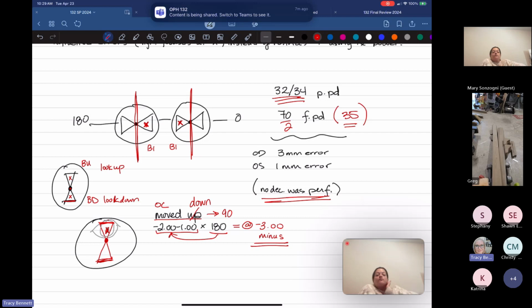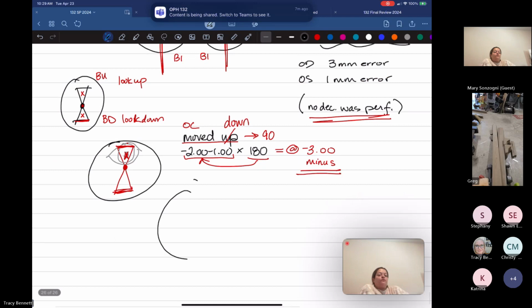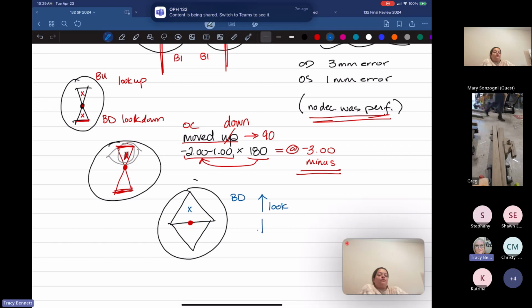And then the same concept is applied if we got a plus lens in the 90. Again, our OC is right here, and this is where we want our eye to be. But if that person looks up, what kind of prism? Base down. Base down when they look up. But if they look down, base up. Base up.